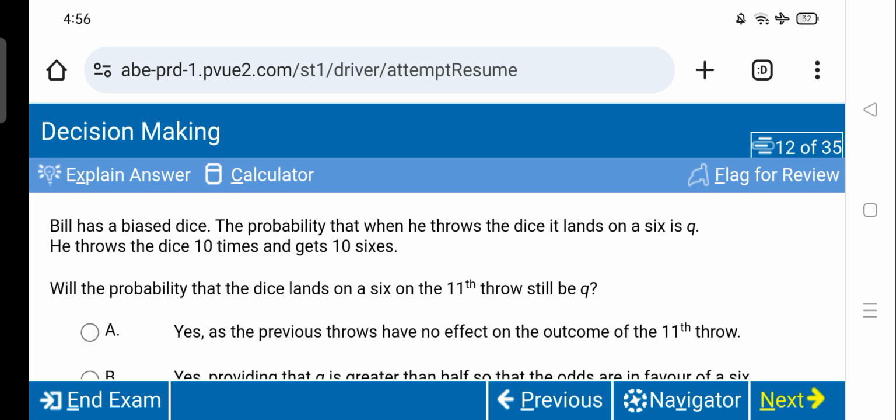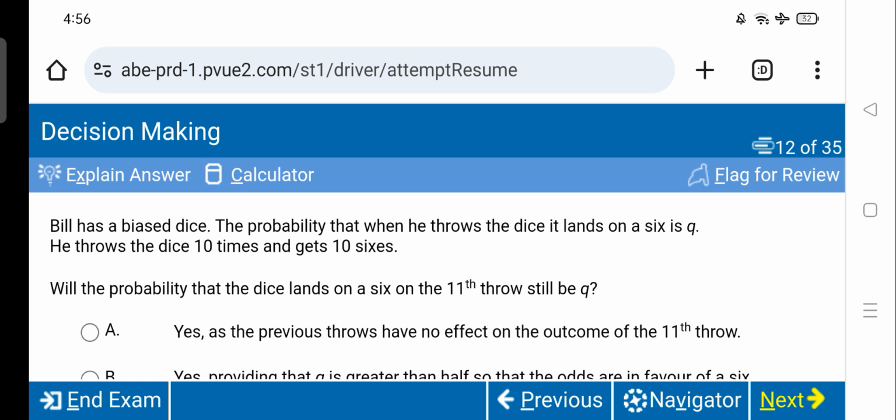Next we have question number 12, which says Bill has a biased dice. The probability that when he throws the dice it lands on a 6 is Q. He throws the dice 10 times and gets 10 sixes. So will the probability that the dice lands on a 6 on the 11th throw still be Q?